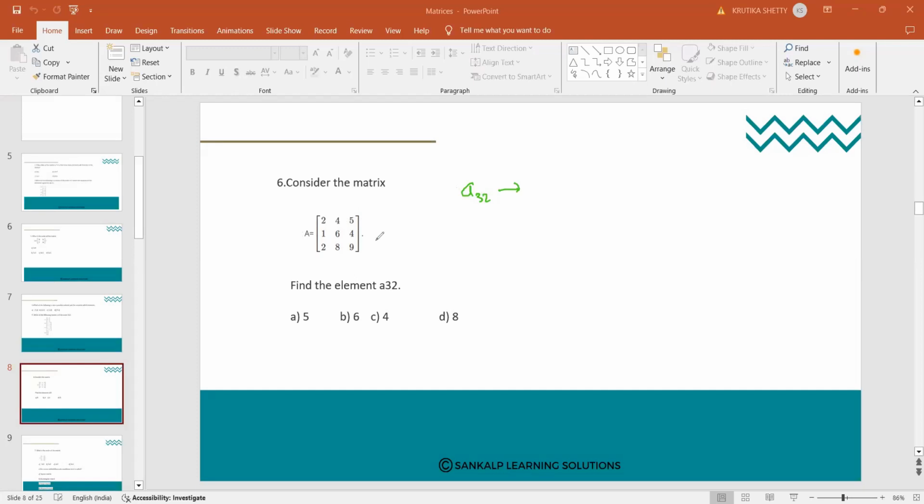See, first row, second row, third row; first column, second column, third column. Here the 3 indicates the row, so the third row, and in that third row, the second element. The second element is 8. So the answer will be option D. Option D will be the right answer.